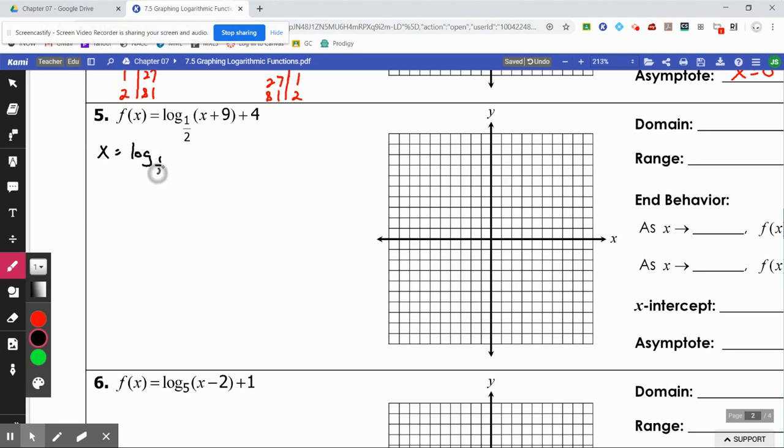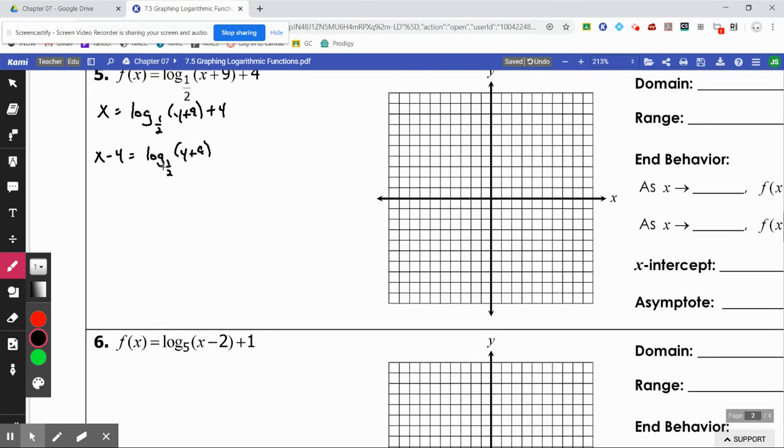So it's log base 1/2 of y plus 9 plus 4. Move the plus 4 over by subtracting 4. That'll be x minus 4 equals log base 1/2 of y plus 9. Change forms, that would be 1/2 raised to the x minus 4 power, and that's the whole 1/2, so I'm going to put them both in parentheses, equals y plus 9.